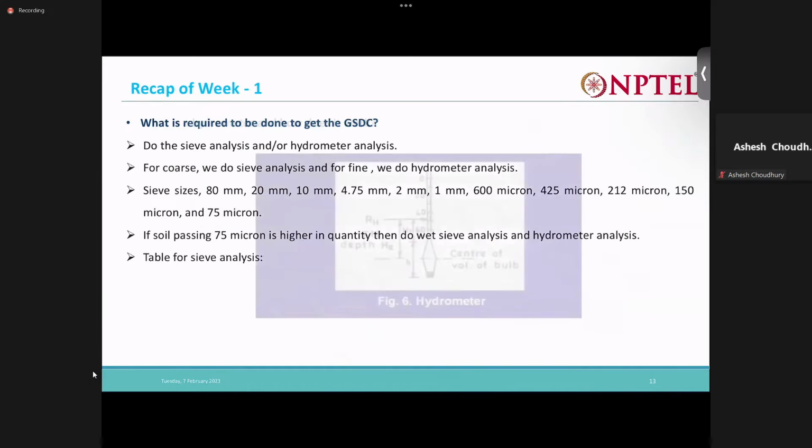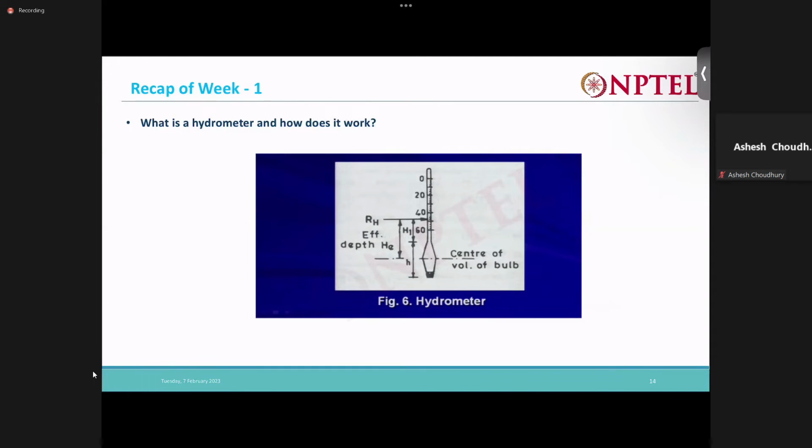So what is a hydrometer? A hydrometer looks like this, whatever is shown in the figure. This is the schematic representation of a hydrometer. This hydrometer is made up of glass, and it is a very sensitive equipment. This hydrometer works on the principle of Archimedes principle.